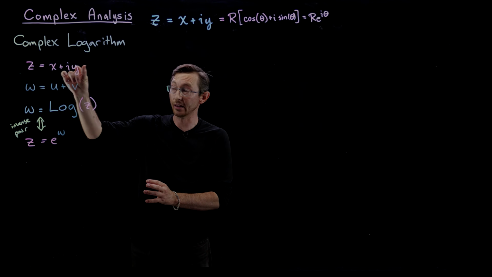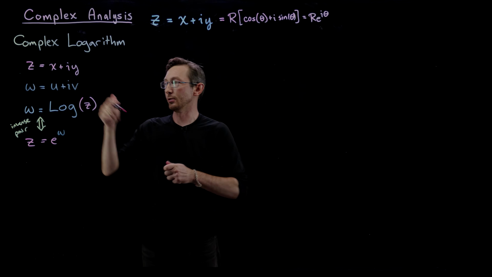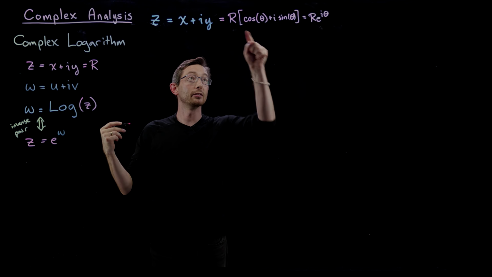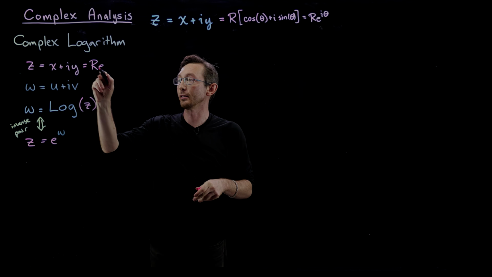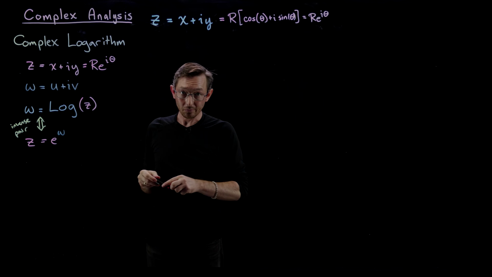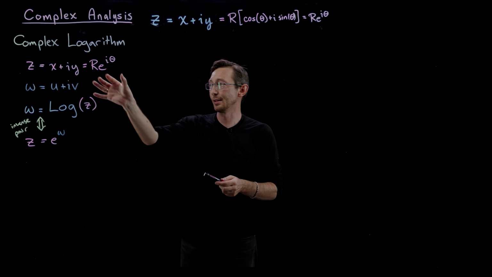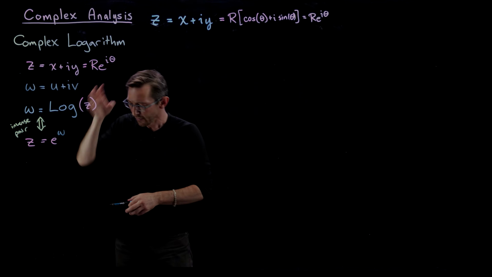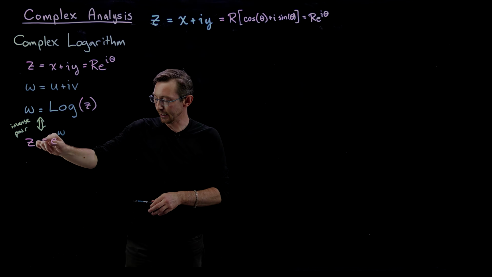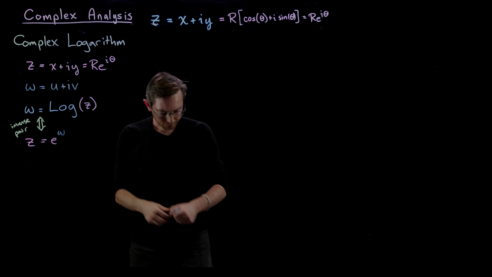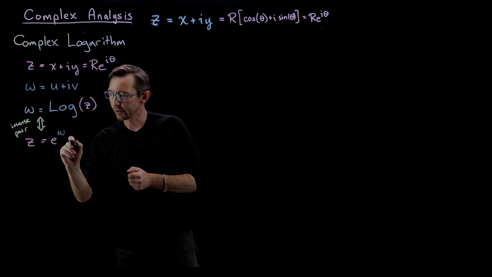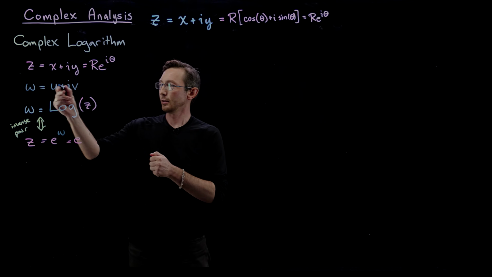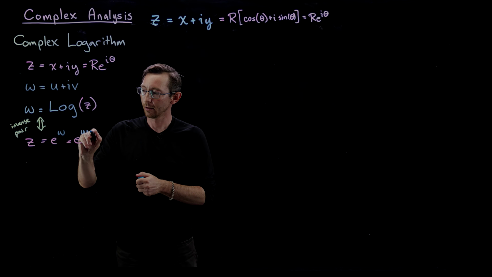Good. And so I think I'm going to go back and forth a little bit between this Cartesian representation in terms of the real and the imaginary part, and also in terms of the polar representation in terms of r e to the i theta. Sometimes it's going to be easier to think about it in terms of this expression here. But we essentially have that z equals e to the w. This equals e to the u plus iv.